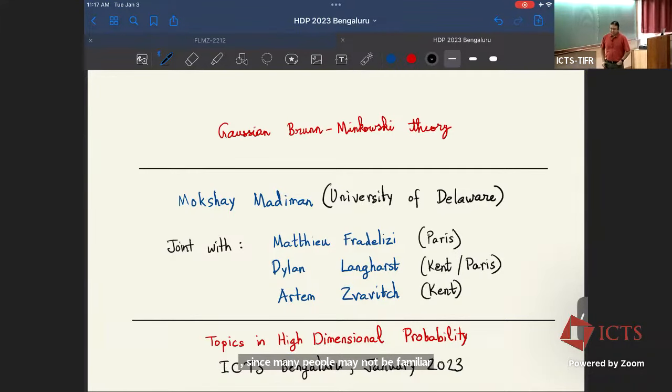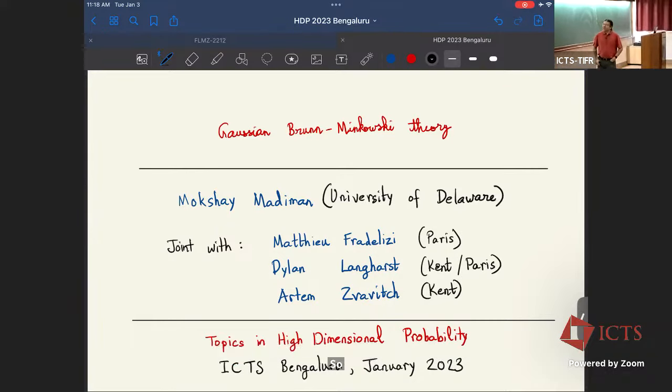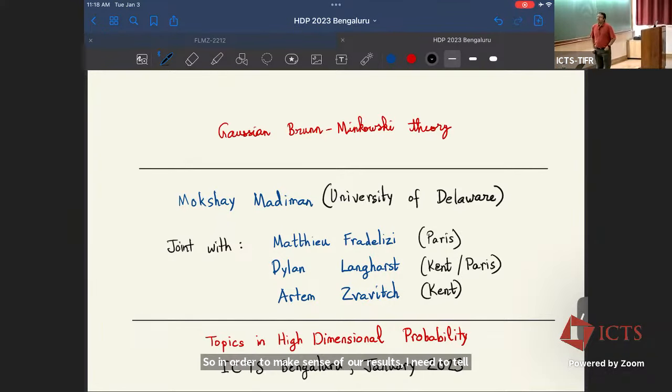So the topic is Gaussian Brunn-Minkowski theory. And the idea is that we want Gaussian analogs of classical Brunn-Minkowski theory, which has to do with volume or Lebesgue measure. So in order to make sense of our results, I need to tell you about classical Brunn-Minkowski theory. So this is joint work with Matthew Fradelizzi, Dylan Langhurst, and Artem Zvavitch.